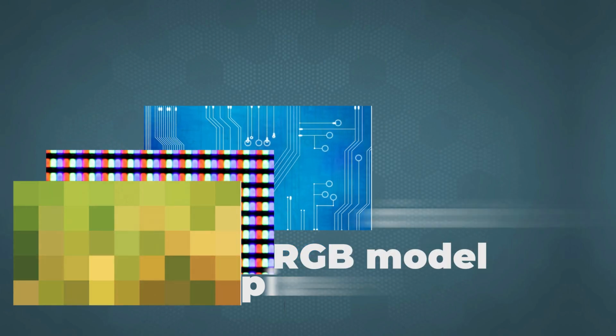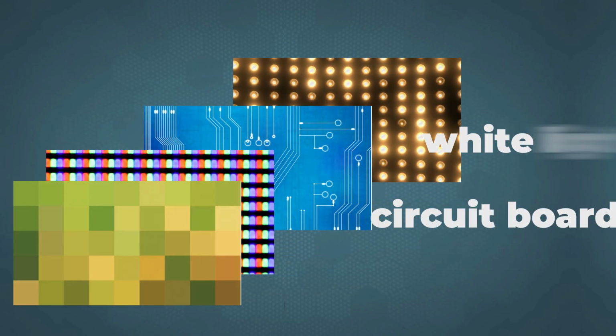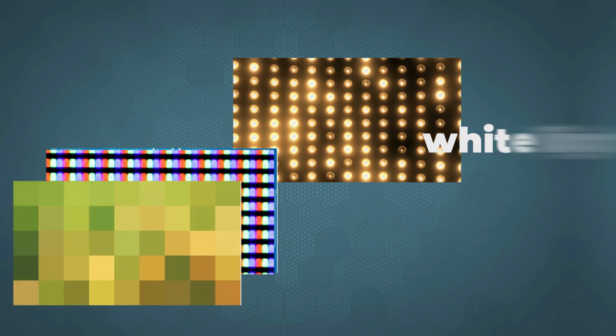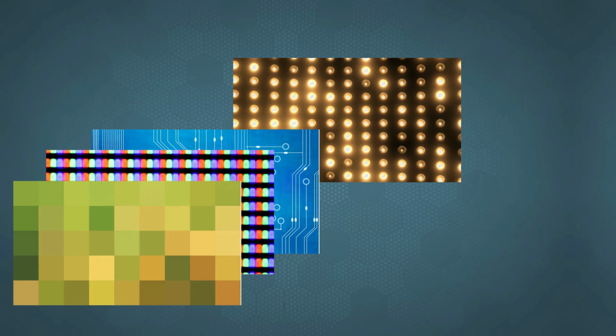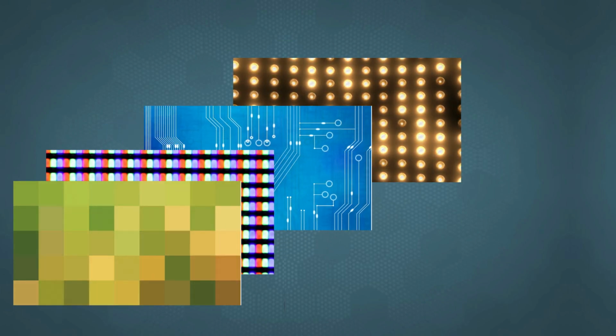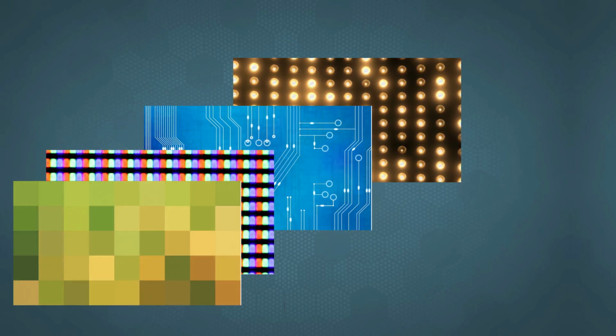But how does it work? Behind the RGB model, there is a circuit board. Behind the circuit board, there is a white light. These white lights produce all colors, and then the circuit board takes instructions in binary code to decide which colors to produce on each pixel. The RGB model helps in this process.